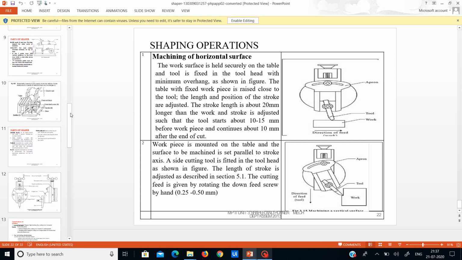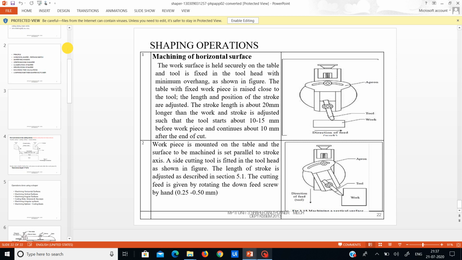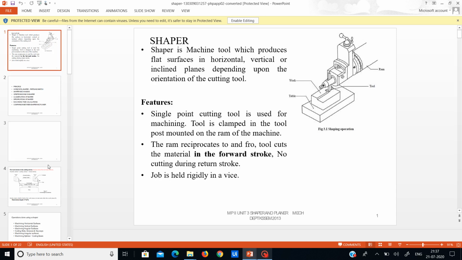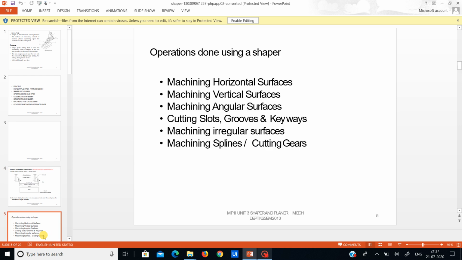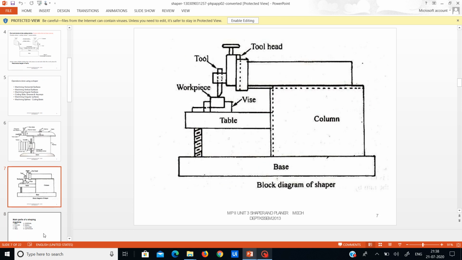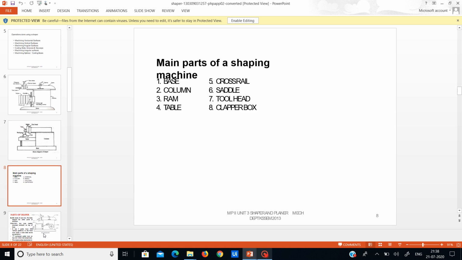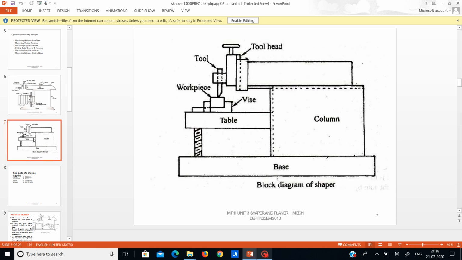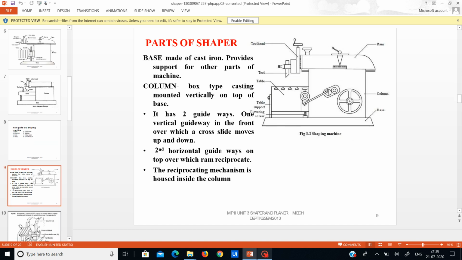So far we have completed the shaper machine and shaper operations: the forward and return stroke operations, the clear line diagram of the shaper machine, and what the main parts of the shaper machine are. Here are the parts, with an explanation of each and every part.